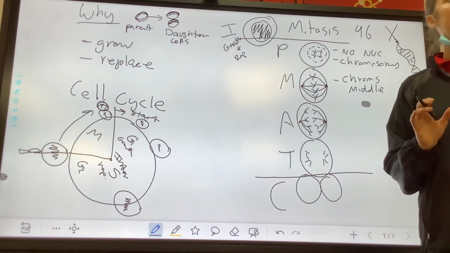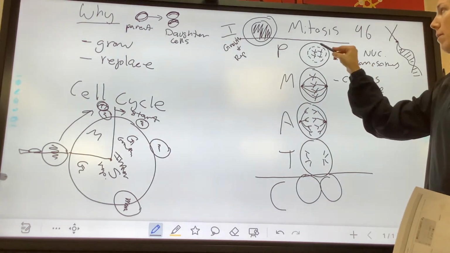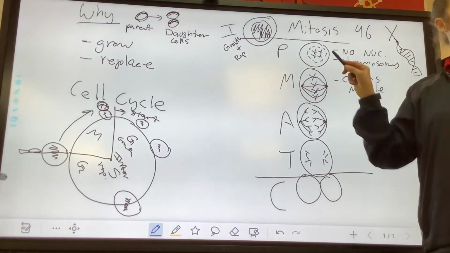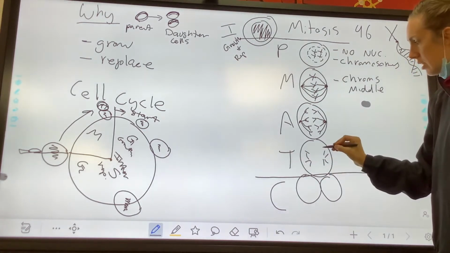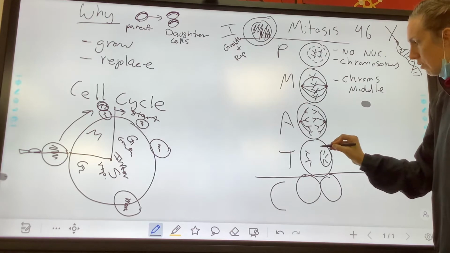How do we protect our DNA? We make a what around them? Barrier. A nucleus, a barrier. So then what's going to happen is in telophase, two new nuclei form.